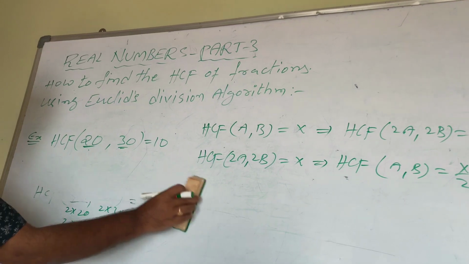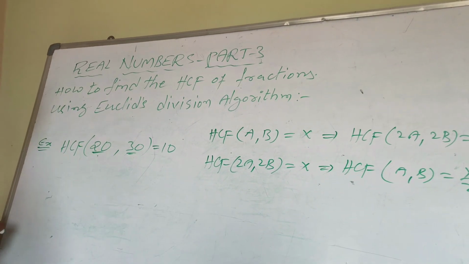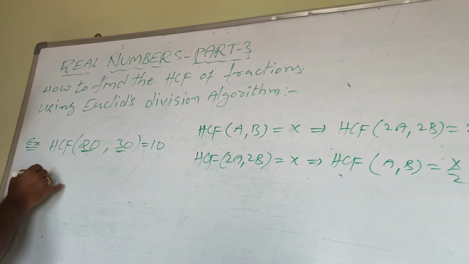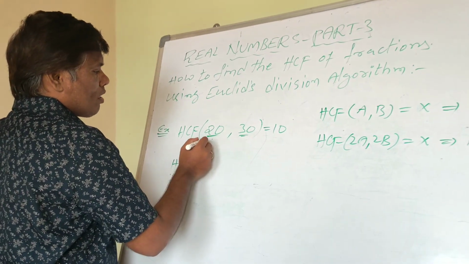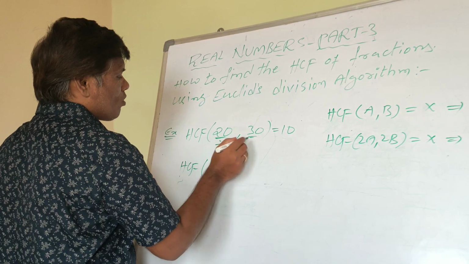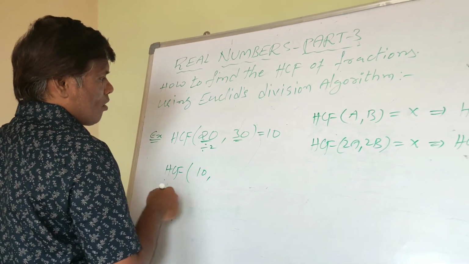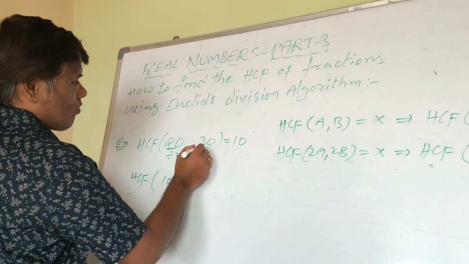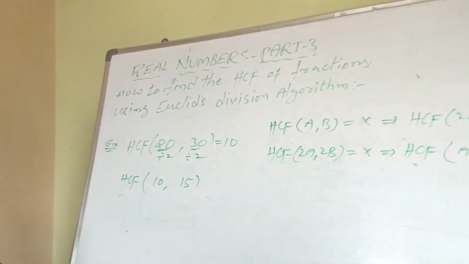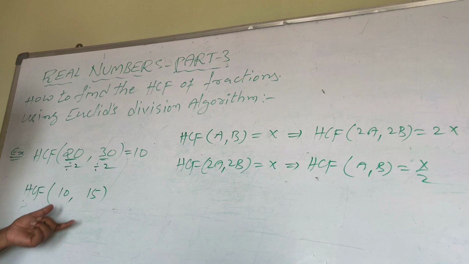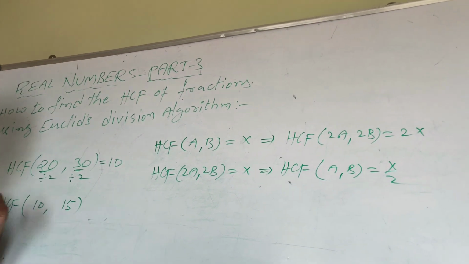So here you see HCF of 20, 30 is equal to 10 now. Now what I will do, let us take the numbers. Let us divide these numbers by 2. 20 divided by 2, what we will get? 10. Let us divide 30 by 2. What we will get? 30 divided by 2 is equal to 15. Let us find the HCF of these two numbers. What is the HCF of 10, 15?